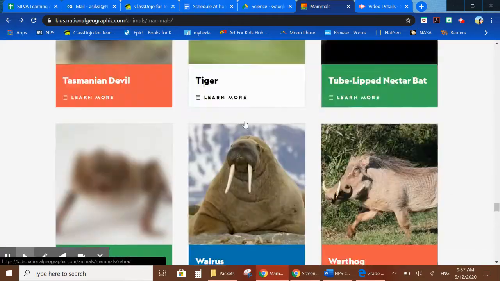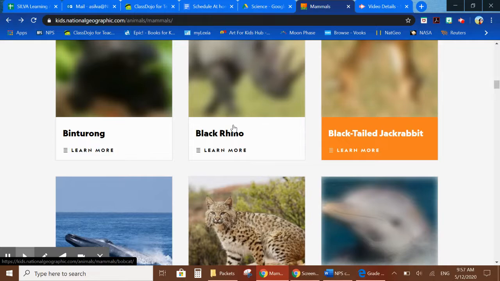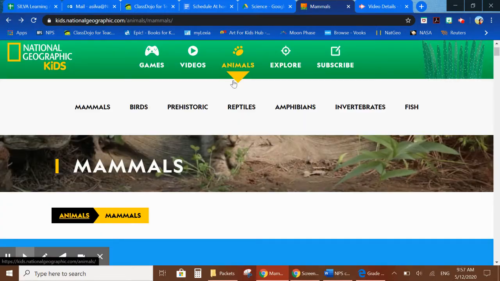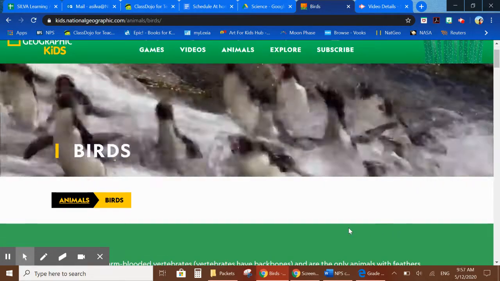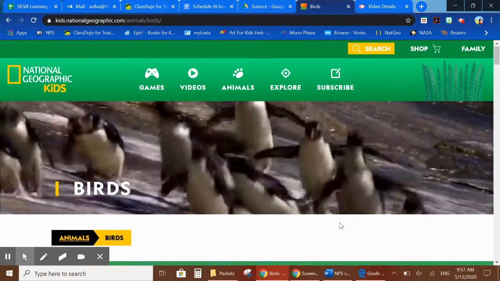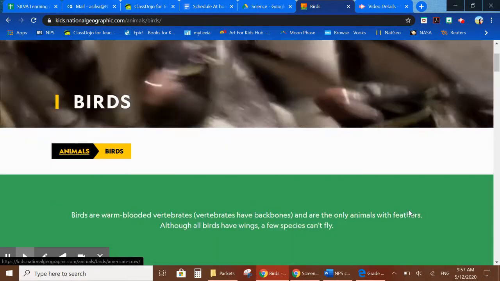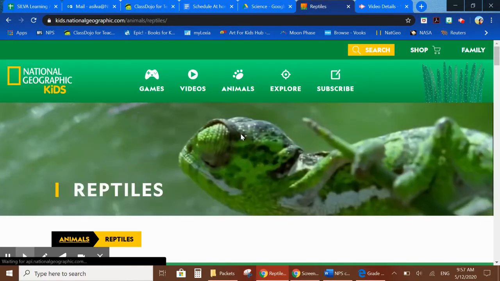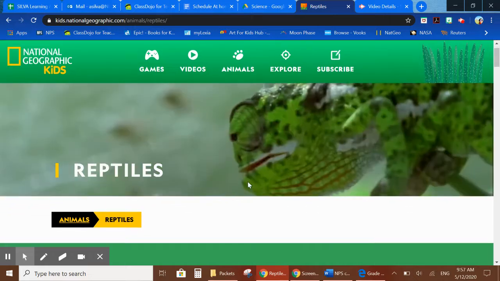So we learned about mammals yesterday, right? Oh, there are a lot of mammals. And we learned about birds. Look how cute the penguins are. So here you can see all the different types of birds. And now today we're going to talk about reptiles, amphibians, insects, and fish.